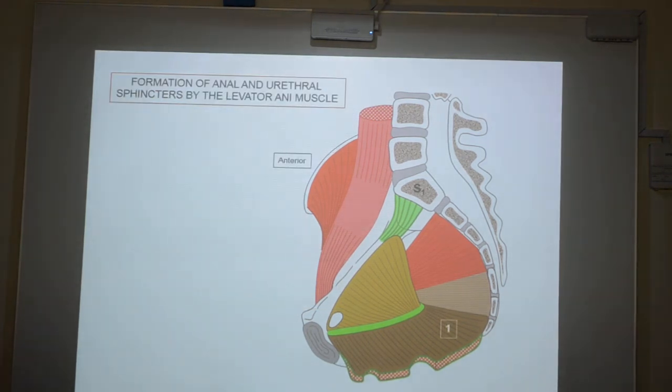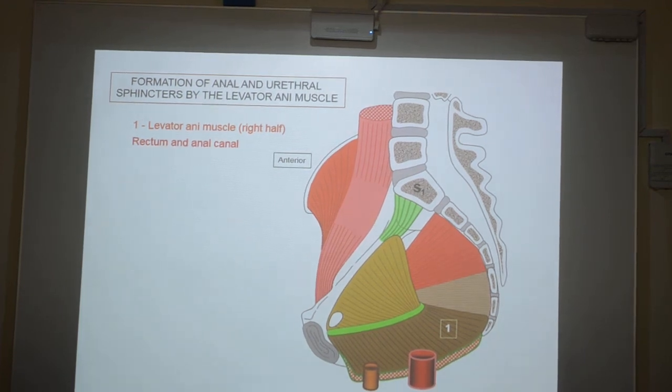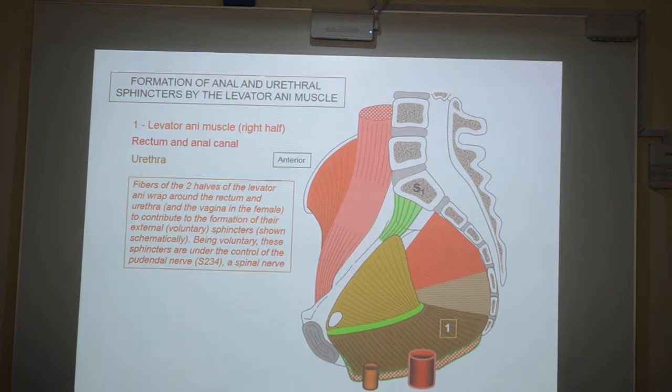Now, levator ani muscle, we know it. Now, this is answering your question. Rectum is passing through. This is a male example, so I'm not showing a female one. And this is the urethra. Now, guys, remember, this levator ani muscle has different parts, different components of it, and they are named according to their attachments.